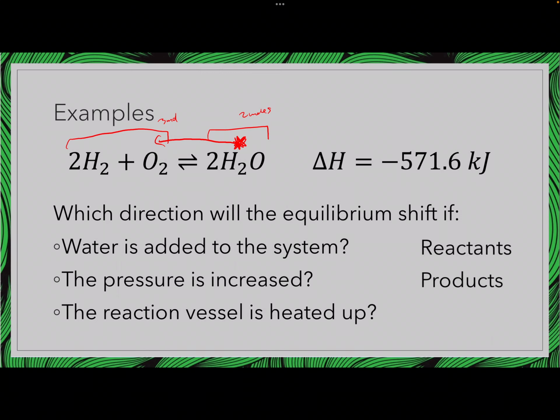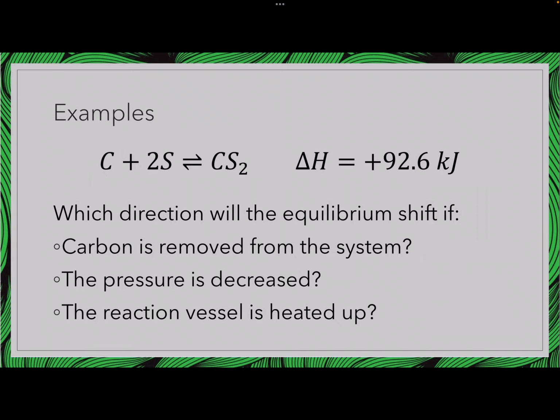And if the reaction vessel is heated up, it wants to go towards the endothermic side of the reaction. In this case, our forward reaction is exothermic, our reverse reaction is endothermic. And so it's going to be towards the reactants for that one. Okay.